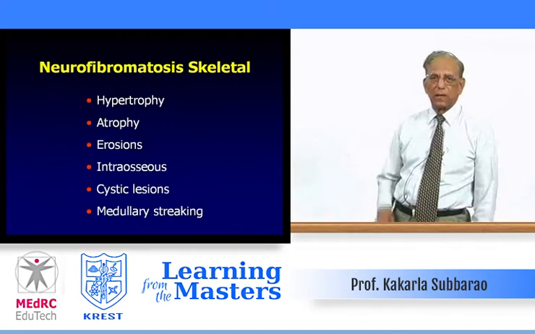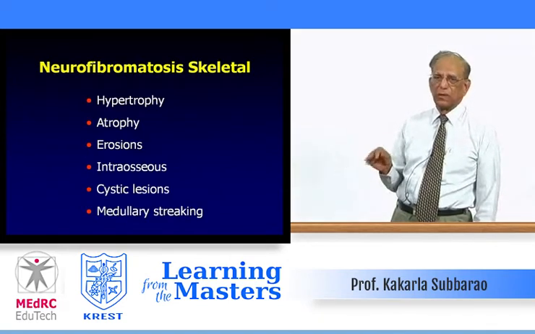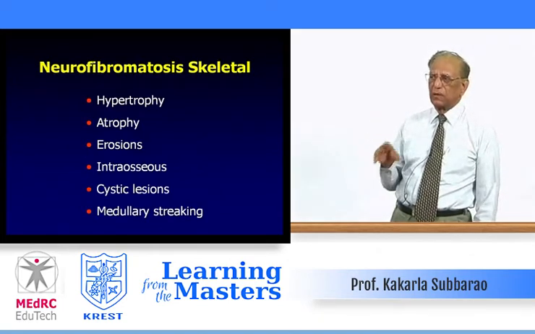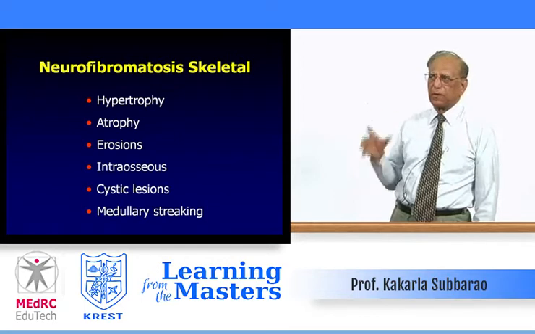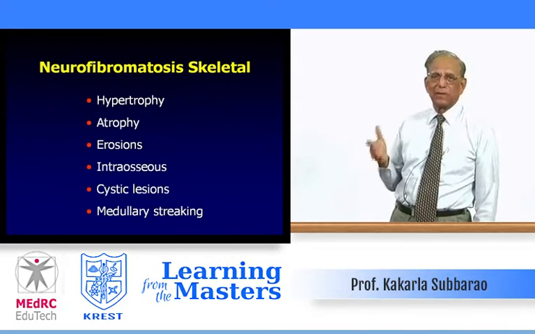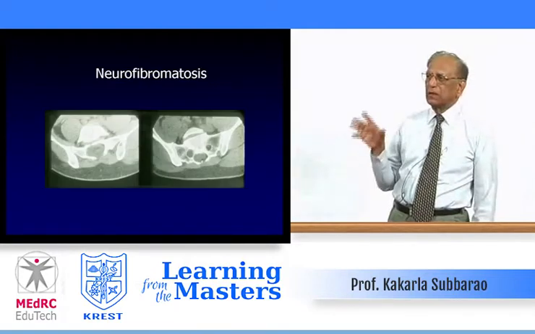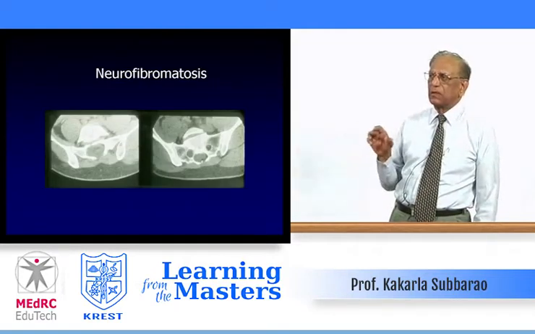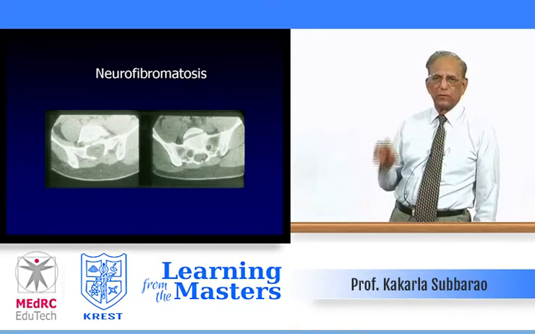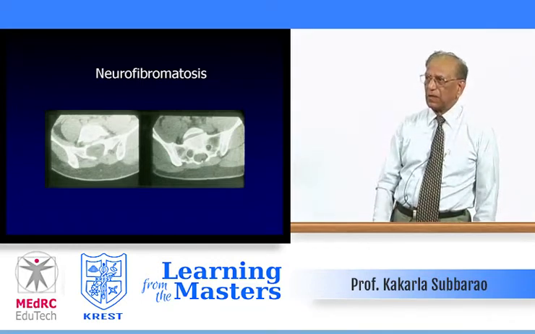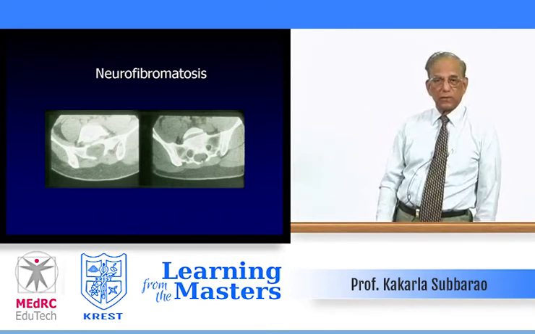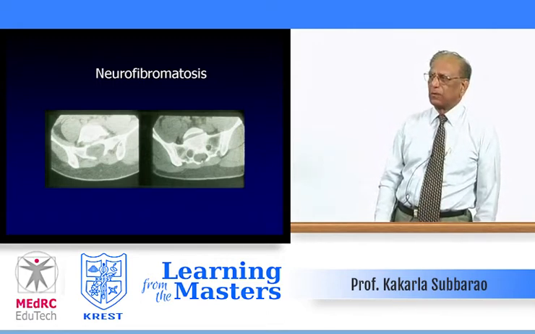Skeletal lesions: either hypertrophy of the bone or atrophy of the bone, adjacent erosions, intraosseous neurofibroma are also depicted, cystic lesions, medullary streaking. These are all actually due to mesenchymal dysplasia of the bone. Sacrum: look at the large lucent area in the third segment of the sacrum due to neurofibroma. Occasionally, intrasacral meningoceles are also known in neurofibromatosis.